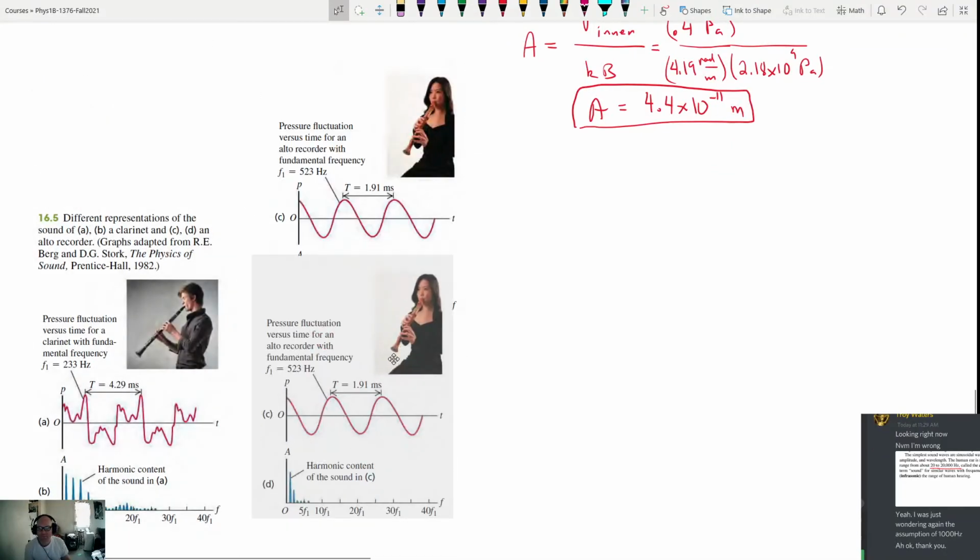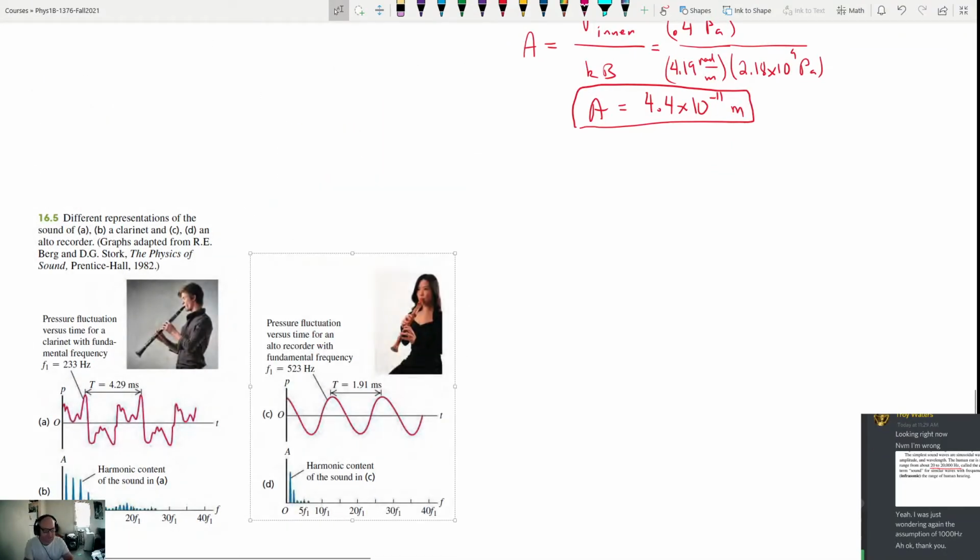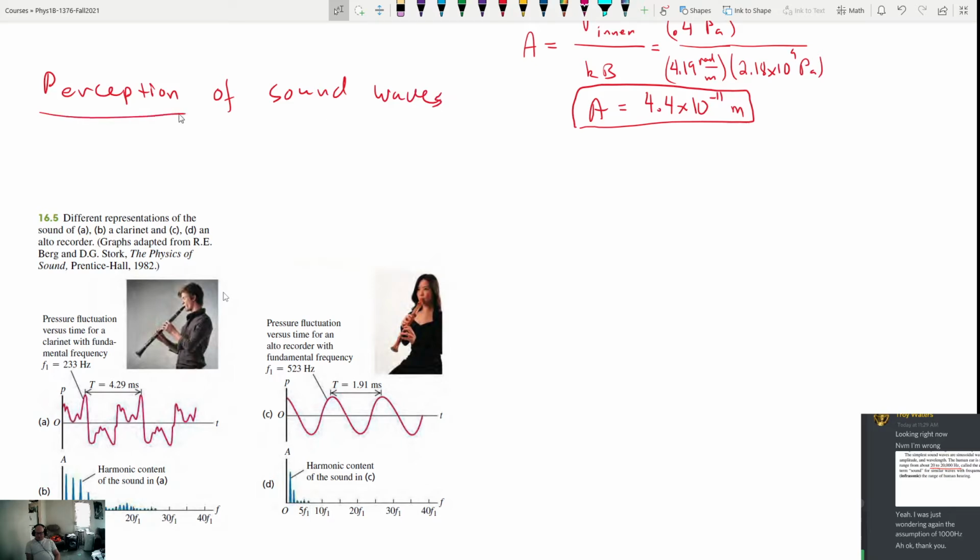Okay, so next thing we want to talk about is, we're talking about sound, right? So what do we actually hear? So I'm talking about perception of sound waves. So in physics, we can talk about things like frequency, velocity, wavelength, pressure, amplitude, all these things. But the question is, what do you actually hear?